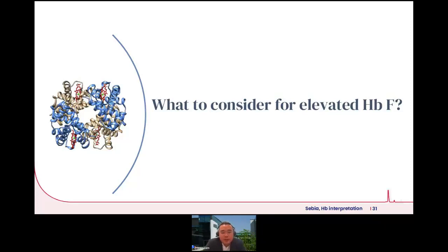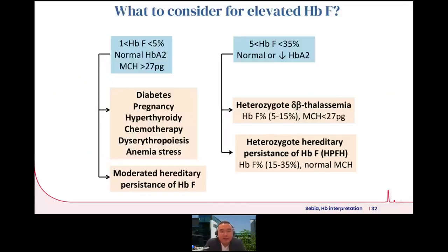So what do we consider for elevated HbF? If the hemoglobin F percentage is within 1 to 5%, and you have a normal hemoglobin A2 and your MCH is above 27, the possibilities would be some of these conditions like diabetes, pregnancy, hyperthyroidism, chemotherapy, and some anemic stress. Okay, and potentially a moderate hereditary persistence of hemoglobin F.